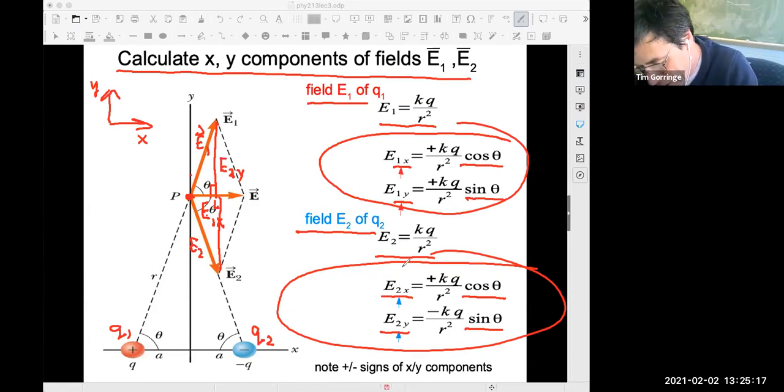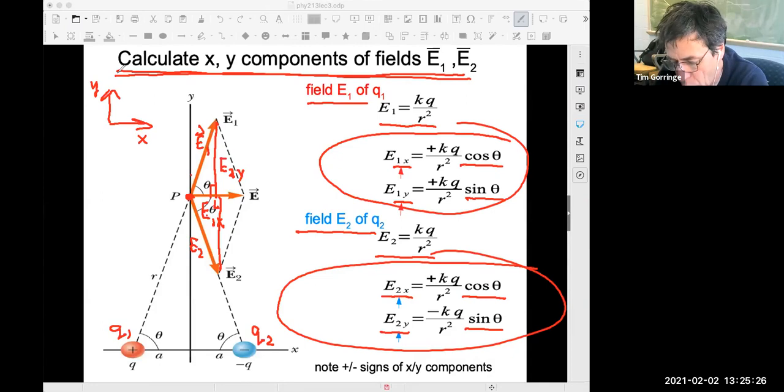Okay, so now we're at a point where we've calculated the fields in x and y component form. So that's a big step. The reason that we do that, as you know, is that it's then easy to add the fields to get the resulting field if you've got the individual fields in x and y component form.